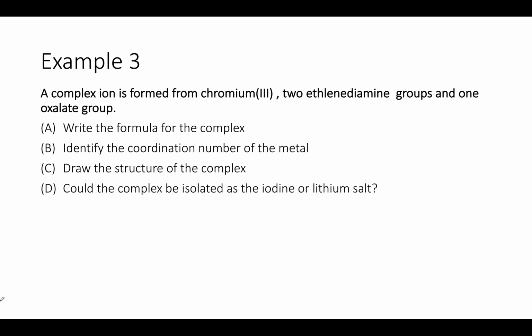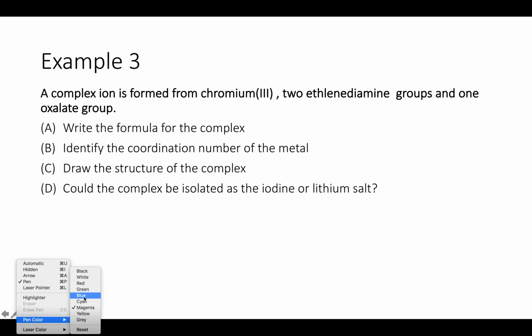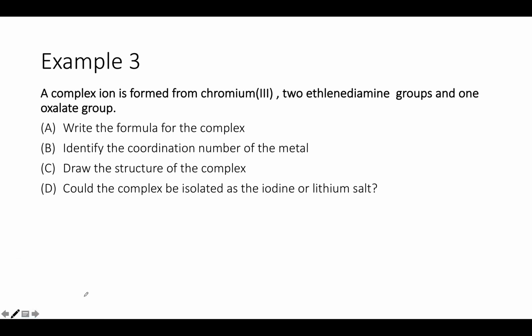All right, another complex ion is formed from chromium 3, 2 ethylene diamine groups, and an oxalate group. And we want to write the formula for the complex, identify the coordination number, draw the structure, and could the complex be isolated as an iodine or lithium salt? So this one's a little bit more interesting.